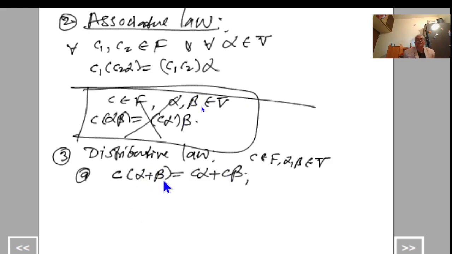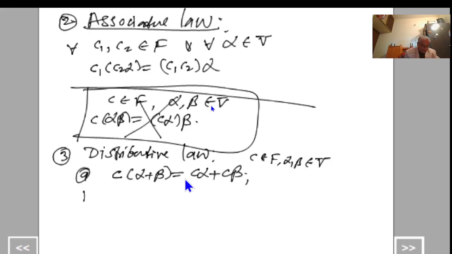So alpha plus beta is defined now? Yes, this belongs to V. C is an element of F, and this is an element of V, so the left hand side is defined. What is the right hand side? C is an element of F, alpha is an element of V, therefore C into alpha is defined. Here also, C is an element of F, beta is an element of V, therefore C beta is defined. So this is an element of V, this is also an element of V, and their addition is again an element of V. That is also defined. This is known as the left distributive law.